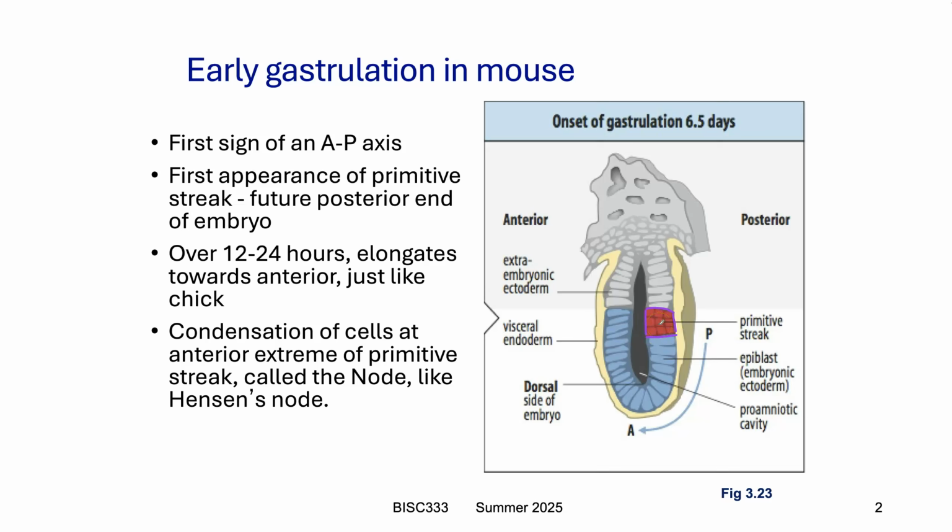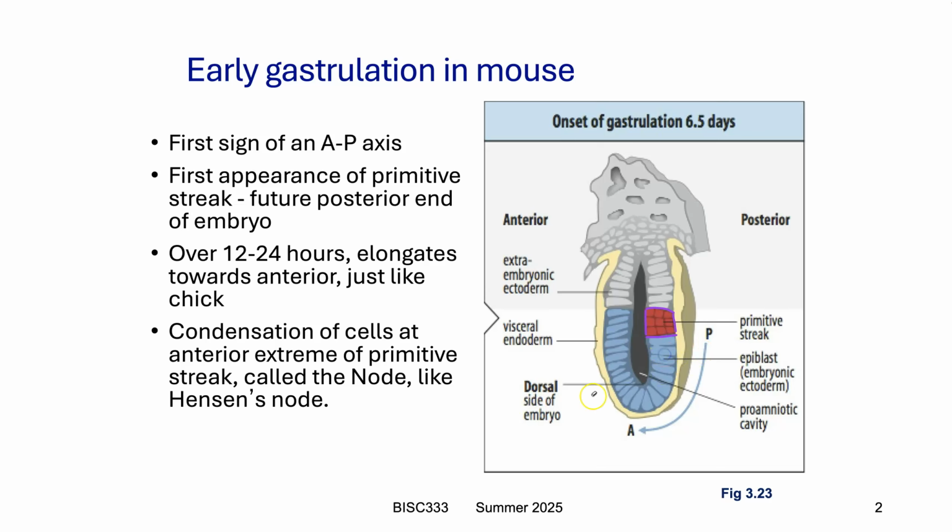In the case of the mouse embryo, it doesn't form a groove or a furrow the way it does in the chick embryo. Instead, it is this thickening of cells, and it starts at the posterior and works towards the anterior, just like the primitive streak in the chick embryo.